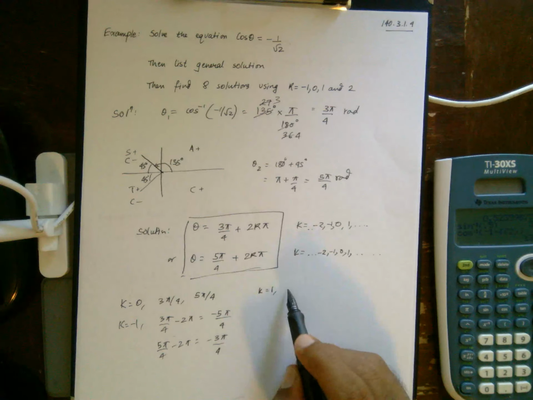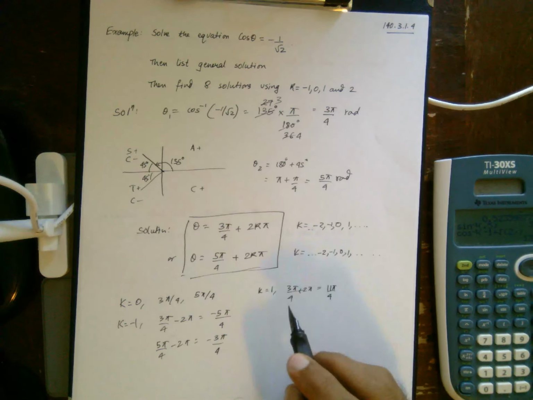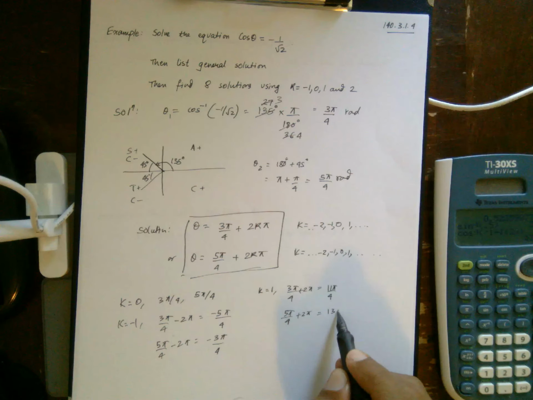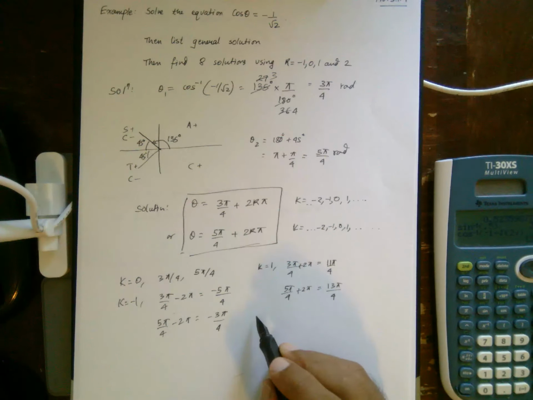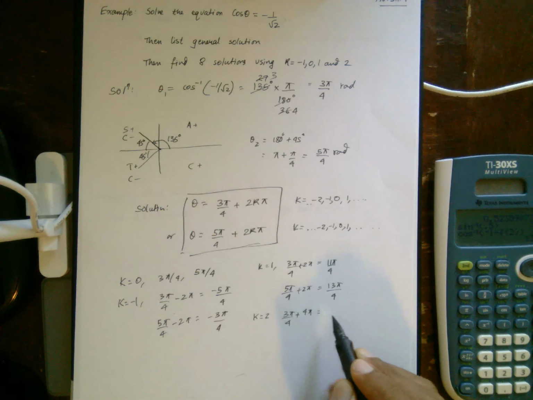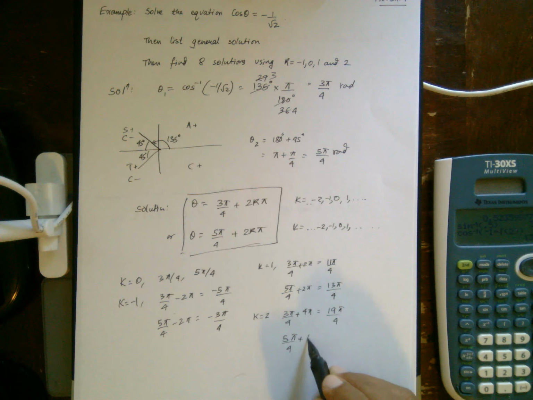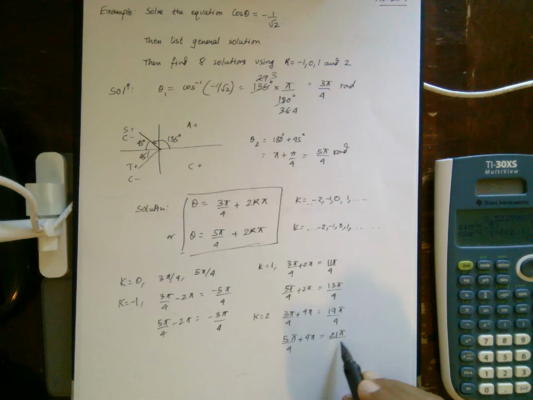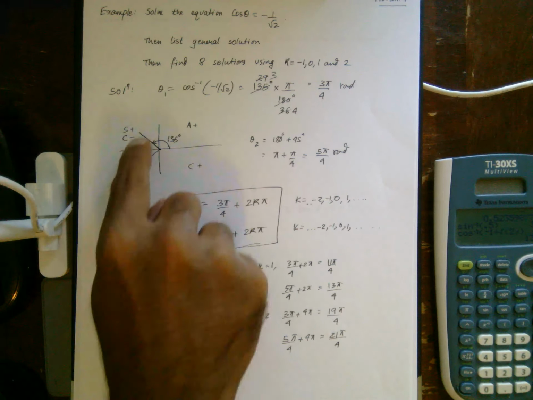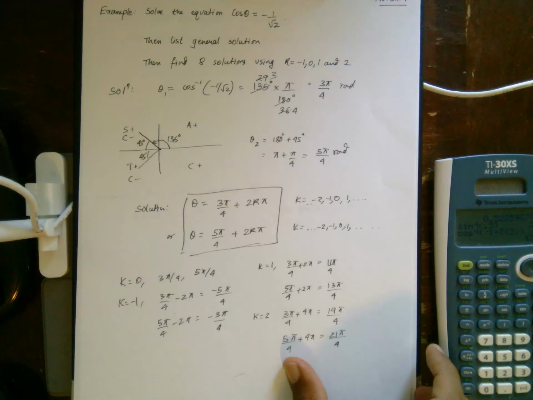K equals 1. You have 3 pi over 4 plus 2 pi, giving you 11 pi over 4, and 5 pi over 4 plus 2 pi, giving you 13 pi over 4. Similarly, when k is 2, you get 3 pi over 4 plus 4 pi, which is 19 pi over 4, and 5 pi over 4 plus 4 pi, which is 21 pi over 4. So you can find solutions in 0 to 2 pi, general solutions, and particular solutions for different values of k.